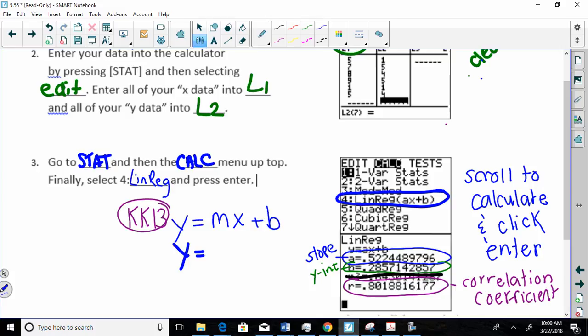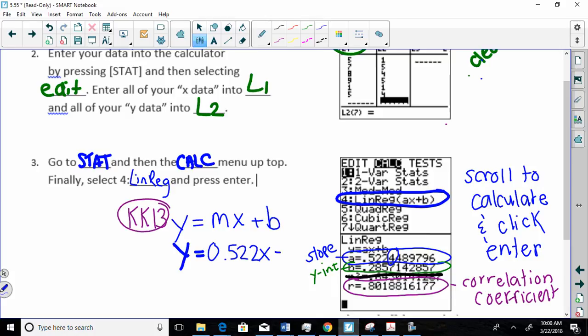So what is your slope here? 0.5. Good, 0.522. How would I know if that last 2 needs to round up? Yeah, if that number is 5 or greater, right? And so because it's less than 5, I don't round up, it stays the same.